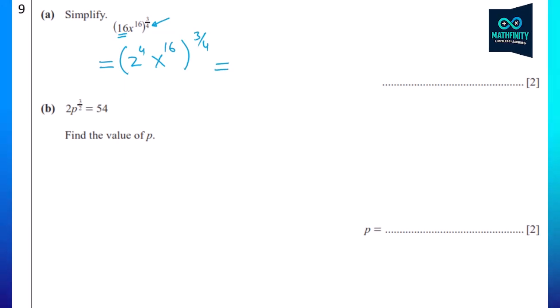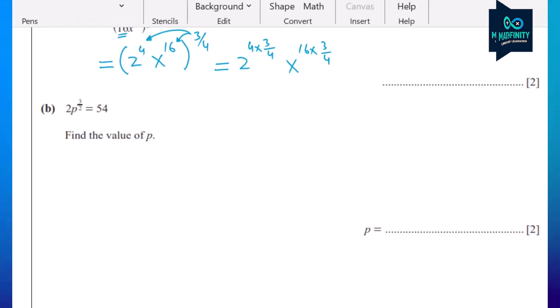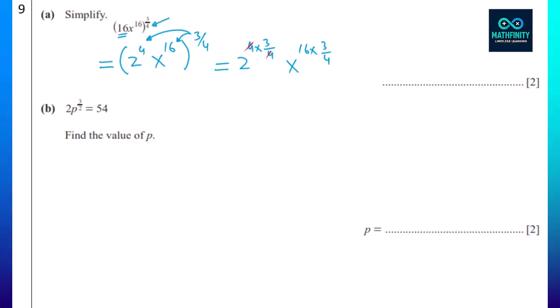Now when we distribute the power to each member inside, with this one and with this one, we have to write 4 times 3 by 4 and x 16 times 3 by 4. After this we have to cancel 4 times 1, 4 times 1. So what is left? 2 power 3, and here 4 times 1, 4 times 4. So x power 4 times 3. 2 power 3 is 8, and x power 4 times 3, 12.